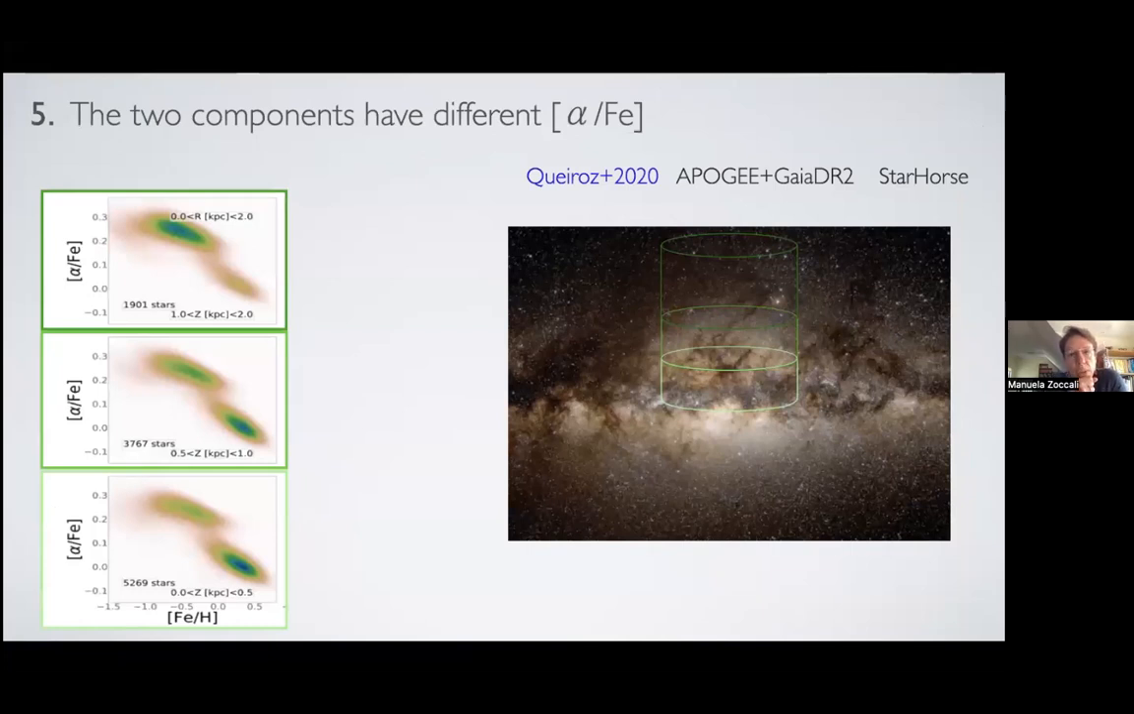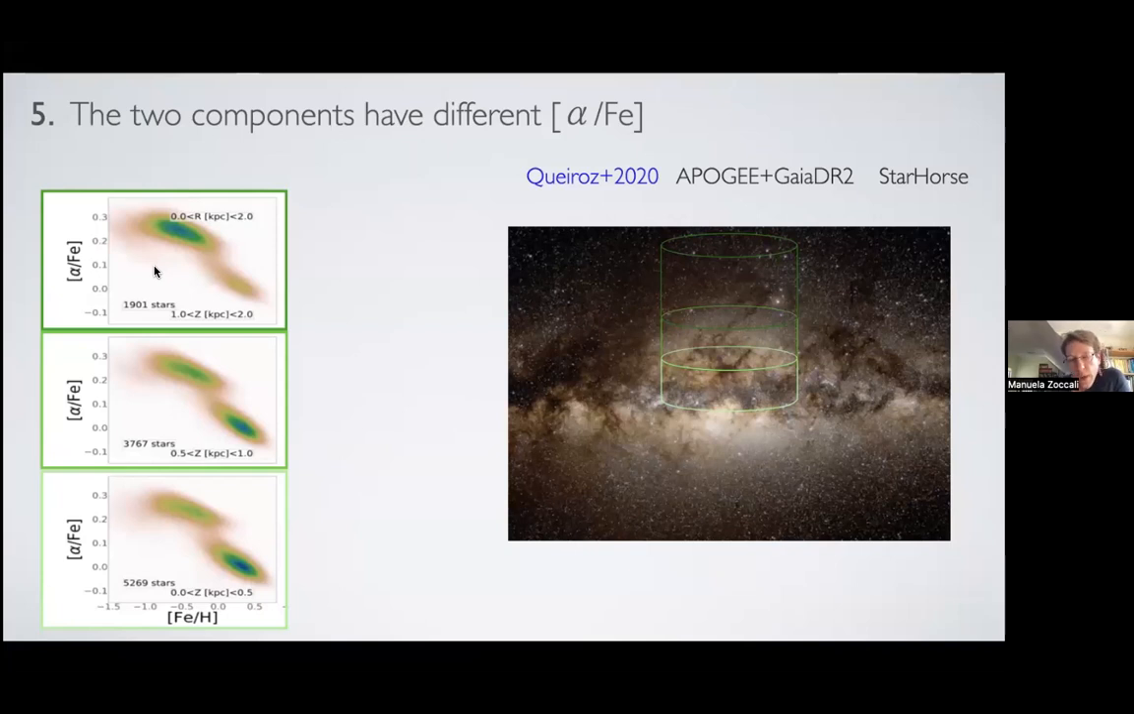These two components also have different alpha over iron ratios. And this was shown by many authors, but I think the most beautiful one is this one by Queiroz et al, in which they constructed the alpha over iron versus iron trend for stars in three cylinders, one centered in the galactic center and another two at larger height from the plane, reproduced here in these three plots. We see that stars in these plots have a bimodal distribution, very clearly bimodal.